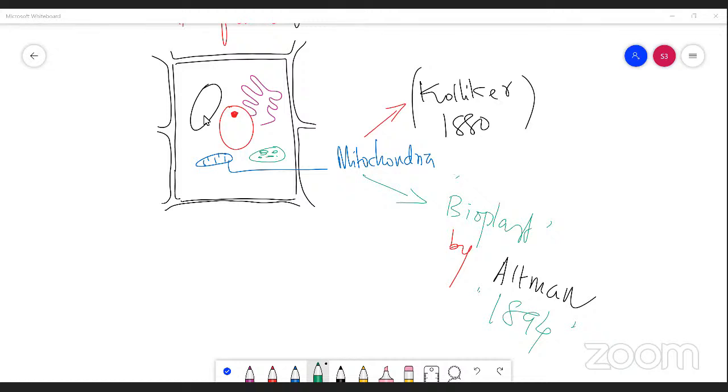Right? Then later, the term mitochondria was first coined by Carl Benda. Benda is one of the scientists who coined the term mitochondria, right? So this is simply the discovery of mitochondria. I repeat once again.